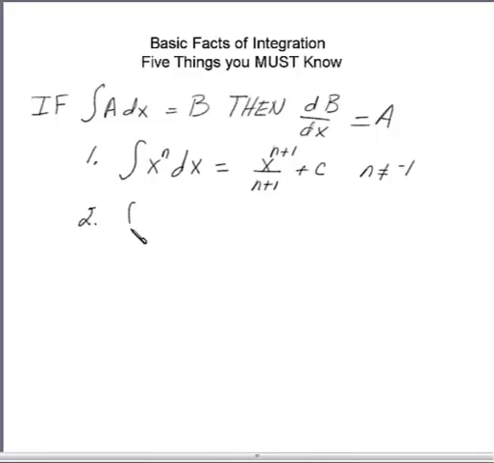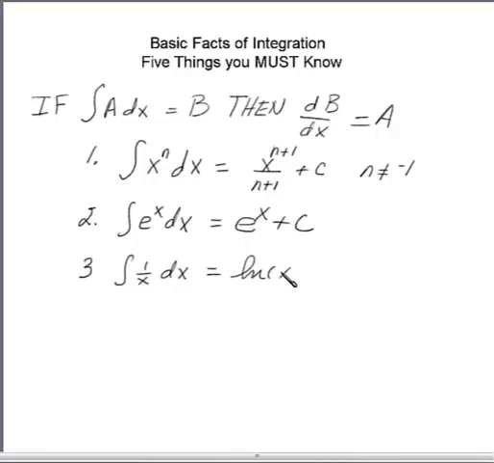2, the integral of e to the x dx is equal to e to the x plus a constant. And remember, when we were studying derivatives, e to the x is a strange function because its derivative is itself, and so its integral is itself as well. And 3, the integral of 1 upon x dx is equal to the natural log of x plus a constant. So there are 3 forms and their antiderivatives.